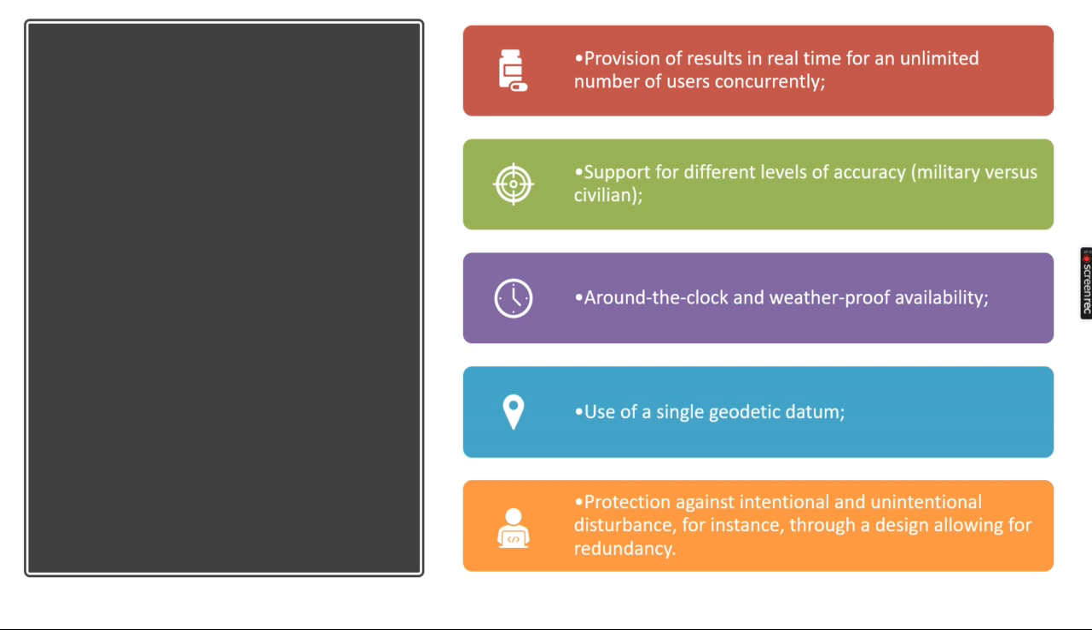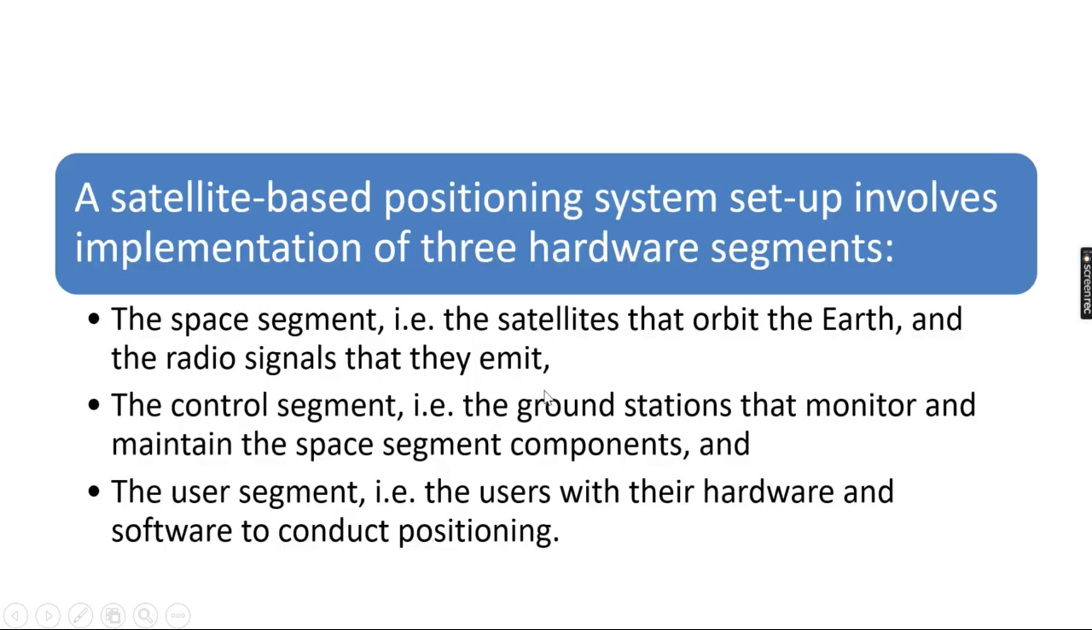Support for different levels of accuracy, because for military we require accurate position, whereas civilians can have a little bit less accuracy. Then round the clock and weatherproof availability. So the availability of the data should not depend on the cloudy weather, and use of single geodetic datum for the entire world. Protection against intentional and unintentional disturbances, for instance through a design allowing for redundancy. So all these were the requirement of a satellite based positioning.